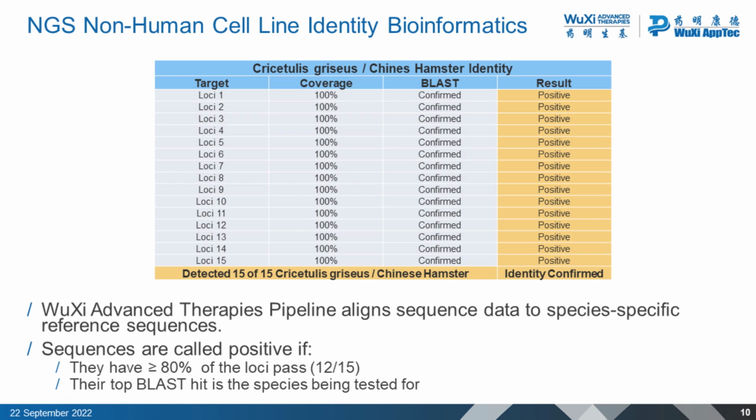So the whole genome sequencing of viral vectors or helper material and cell line identity of non-human cell lines are two assays that our clients can use for obtaining a confirmed match of the identity and also determining the genetic stability of the viral vectors.